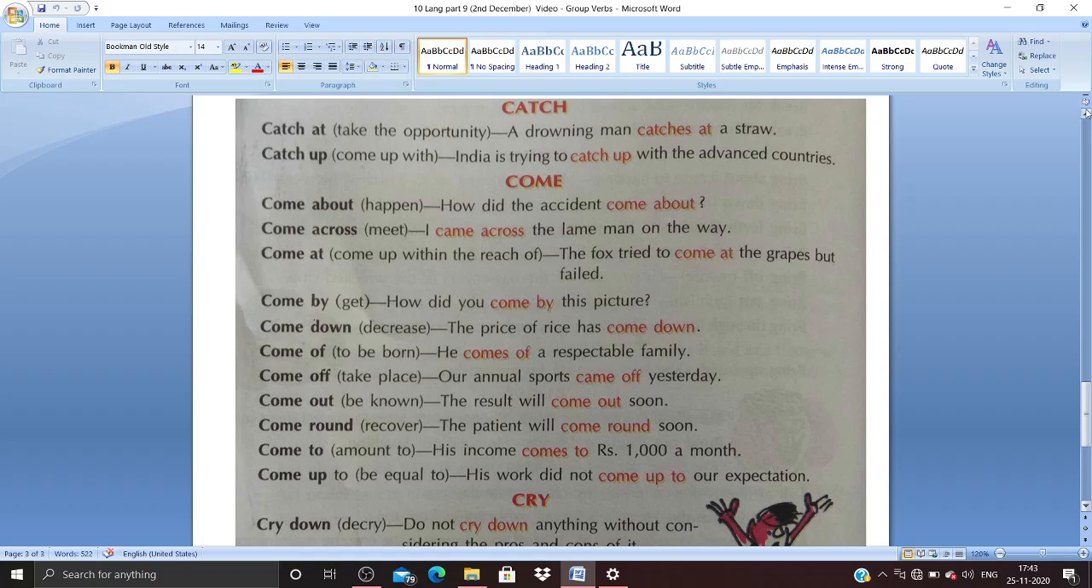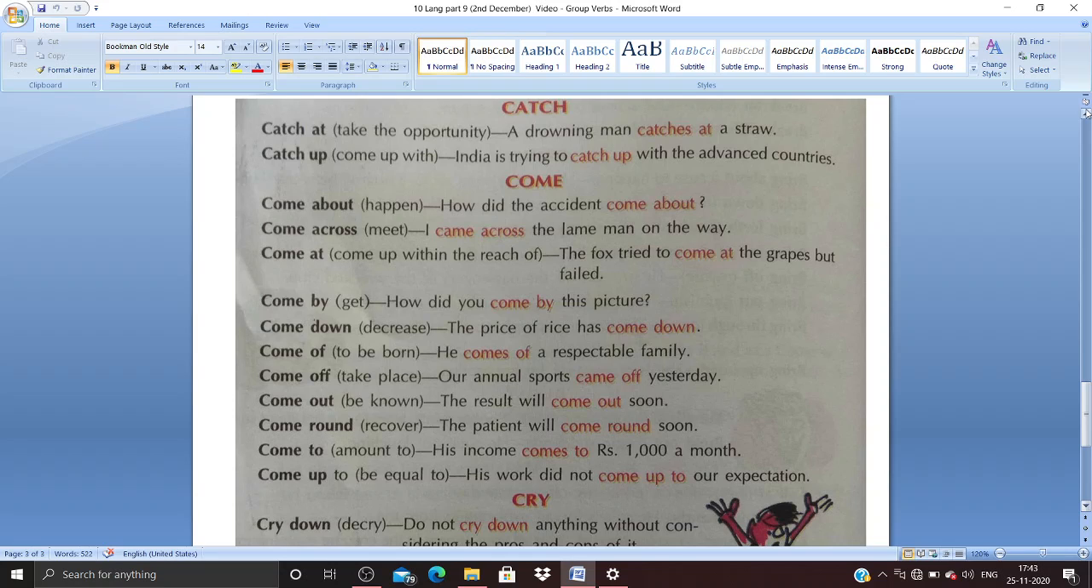Come at, reach up. That means the fox tried to come at the grapes but failed. Come at means very close proximity. Come by, get. How did you come by this picture? How did you get it?